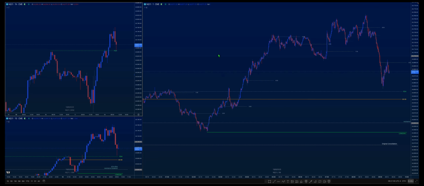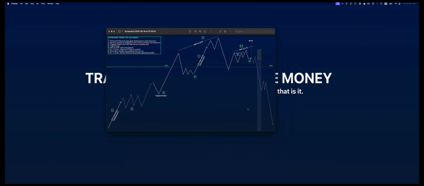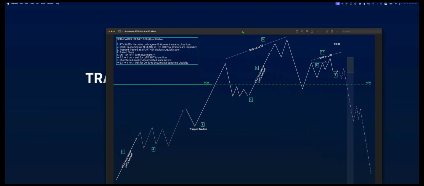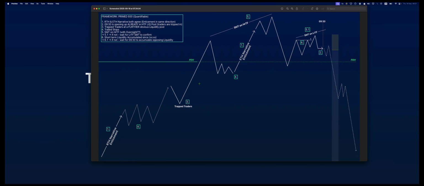And if we drag across to the desktop, you can bring that up. So essentially, what it is, when 9:30 a.m. opens up above a major liquidity pool, and there are a few other conditions that make this a really nice model. So first, the regular trading hours and electronic trading hours narrative both agree, enticing longs. So both of them, any traders were being enticed to buy going into the RTH close, and then the same during the ETH.